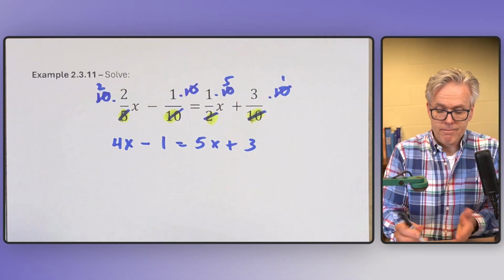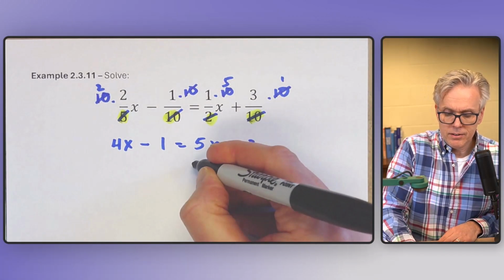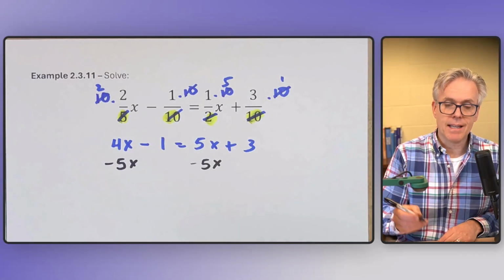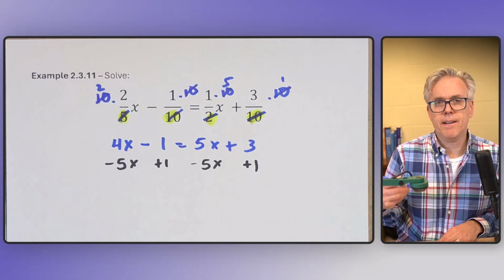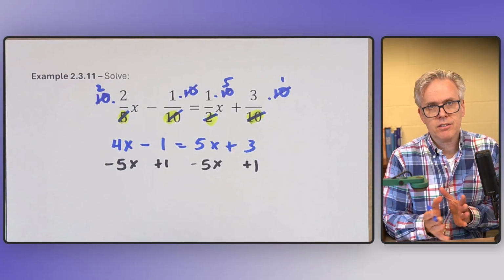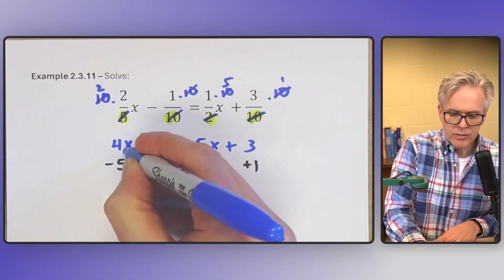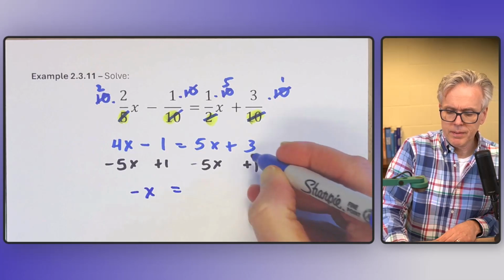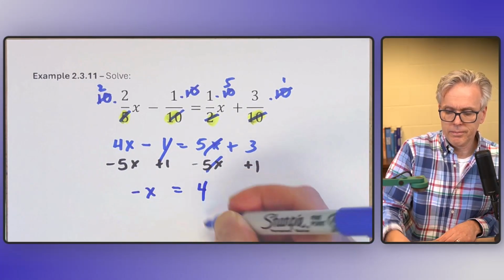Okay, so now I've chopped it down to size, right? This is an equation that we should be able to solve. So I'll go ahead and subtract 5x from both sides. In the same move, I'm going to go ahead and add 1 to both sides. Again, I'm developing a rhythm here where I get my x's to the left side, I get the constant terms to the right side. So 4x minus 5x is a negative x equals, and then these canceled, 3 plus 1 is 4.